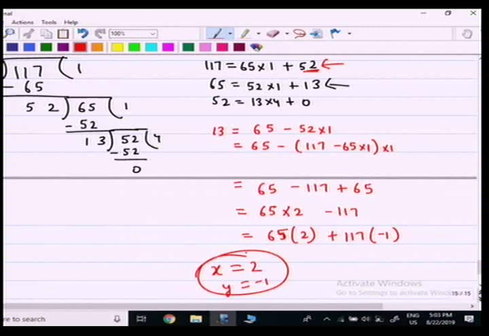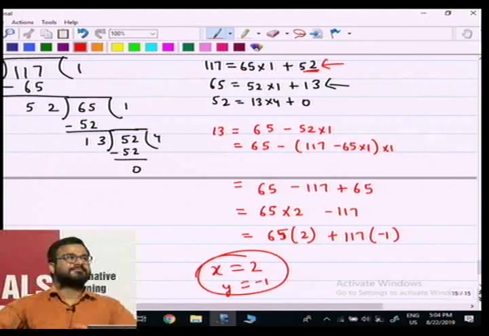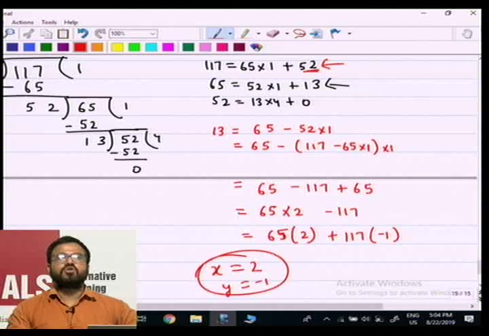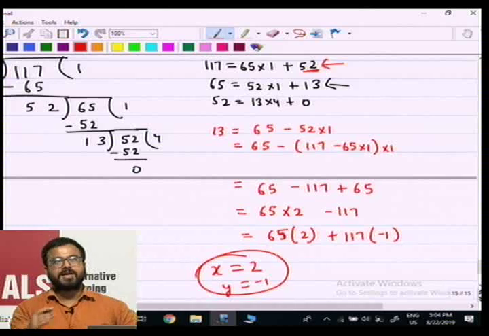Getting it, CC4? No, Shillong, it's not affected. Okay, so we will take a quick break over here. Then after the break, we will do some different types of question on finding the HCF.